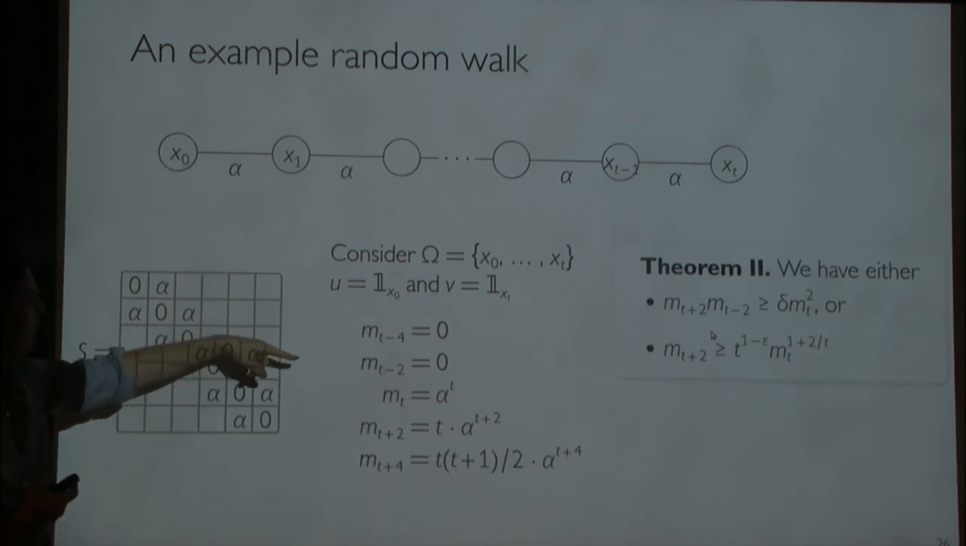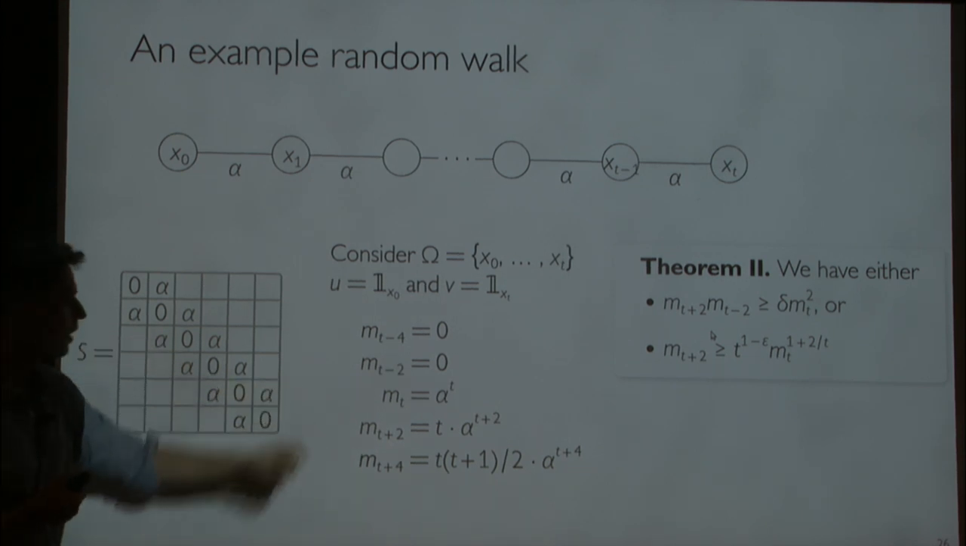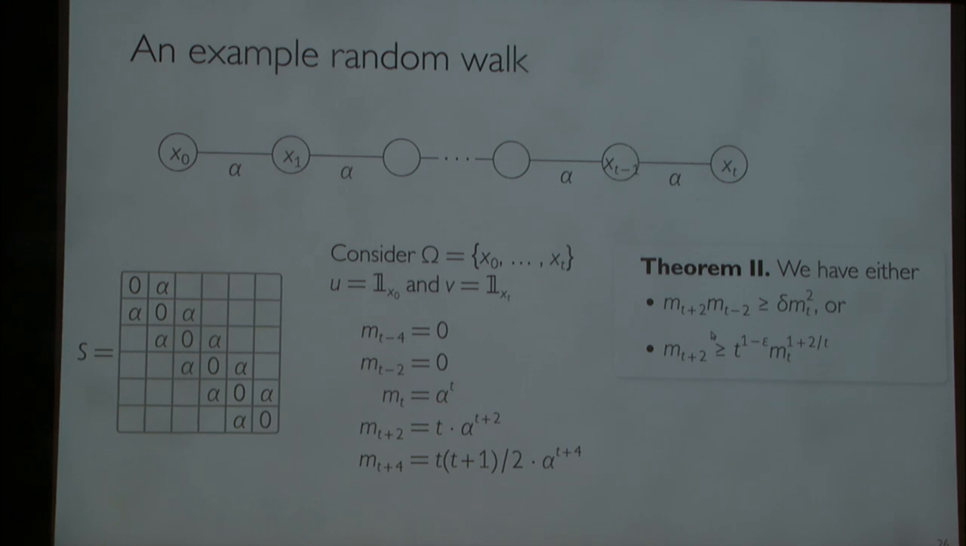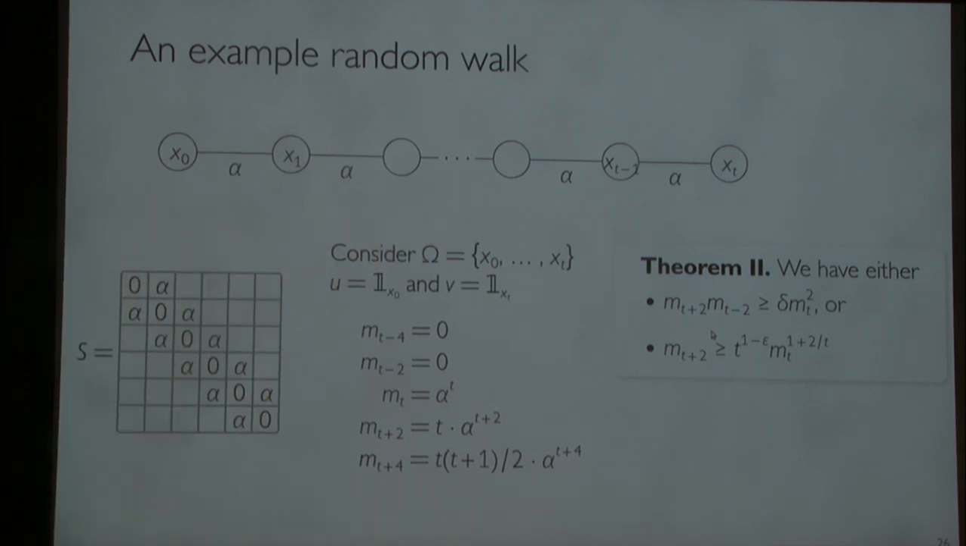These are all zero. And at m_t, there's only one way that the point mass can reach, which is if it only goes forward, and each step happens with probability alpha. So m_t is alpha to the power of t. And for m_{t+2}, I want to go from x0 to x_t, but I can do one zigzag somewhere, and I can do it in t different possible places. Because of that, I have t times alpha to the t plus 2.